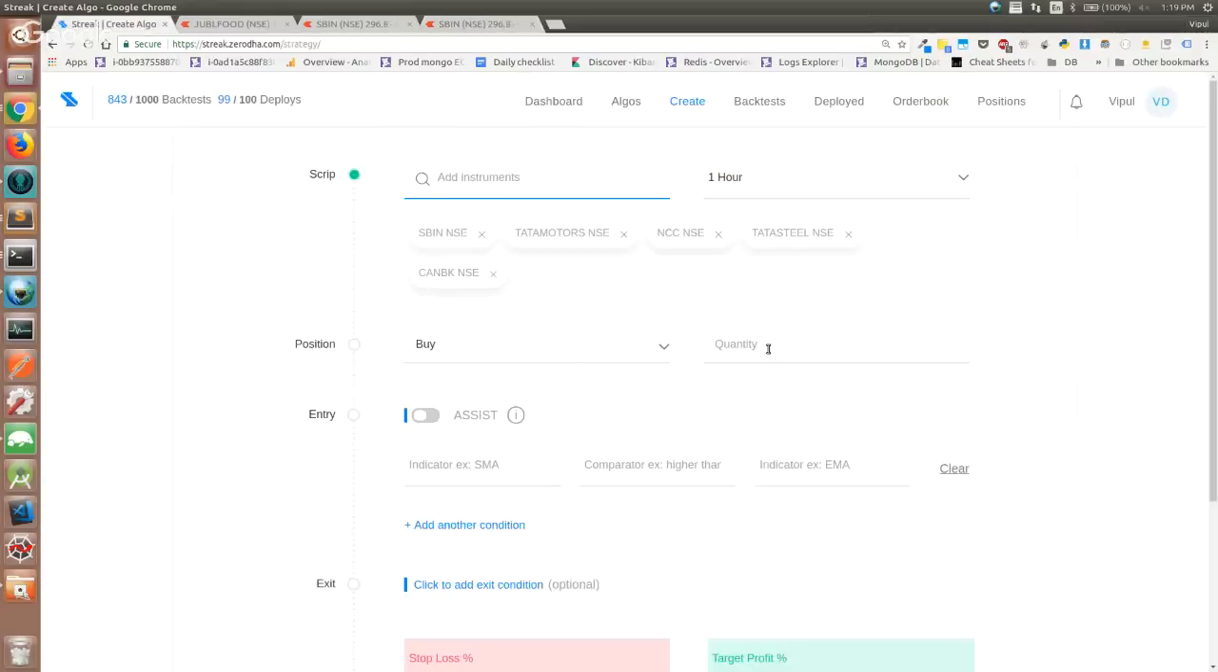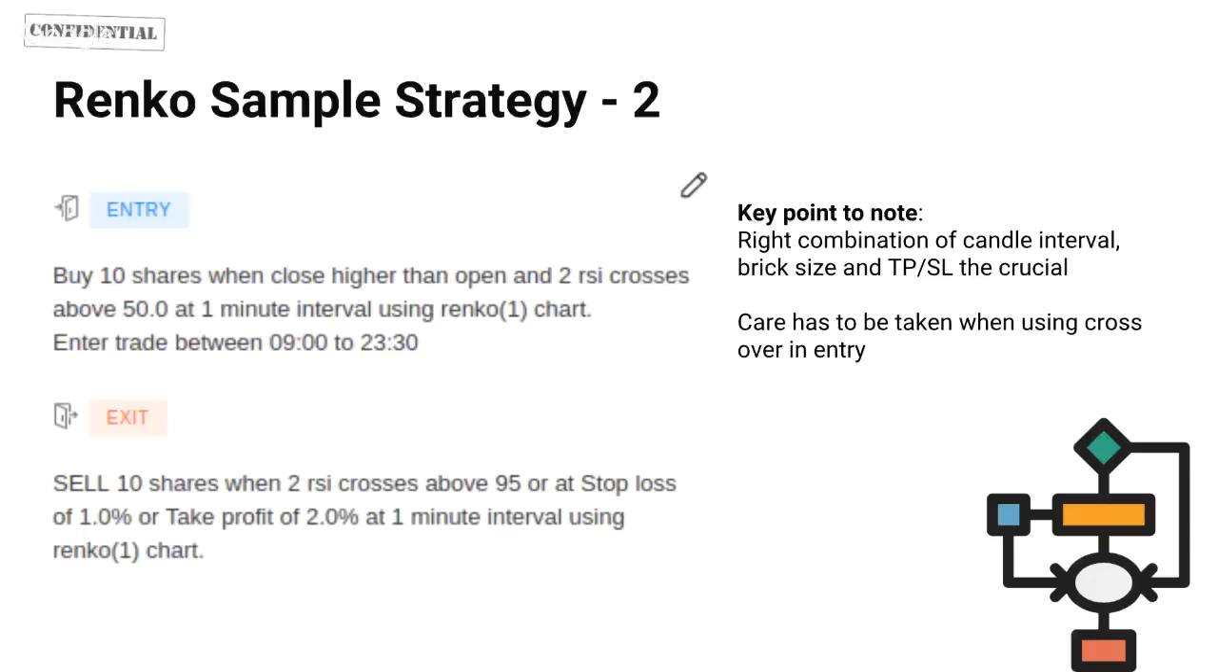So again, coming to the strategy, I'll just select the same candle interval, which is 5 minutes. This slide will be made available for those people who are asking that. The slide will be made available, so you can sit and look and analyze and recreate and experiment, right?